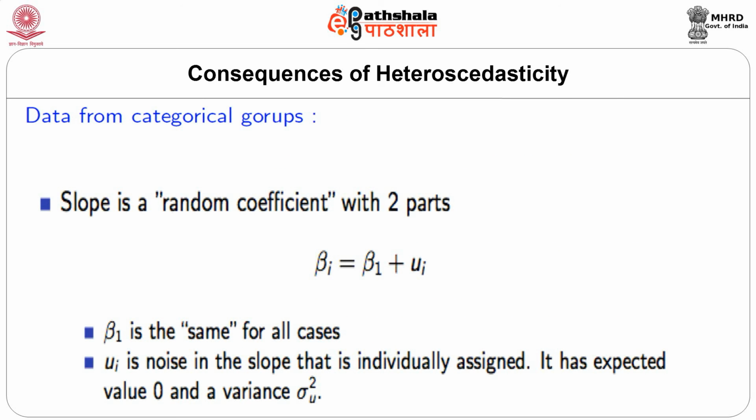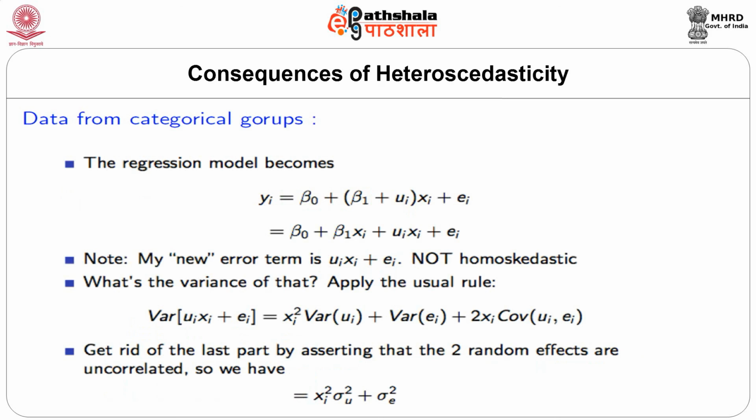A second method that we can use is the simple random coefficient model. We start with the regression model that has a different slope for each case, where the model looks like yi equals beta naught plus beta i xi plus ei. The slope here is considered a random coefficient with two parts, where beta i equals b1 plus ui. b1 is the same for all the cases and ui is the noise in the slope that is individually assigned. The regression model then becomes yi equals beta naught plus (b1 plus ui) times xi plus ei.